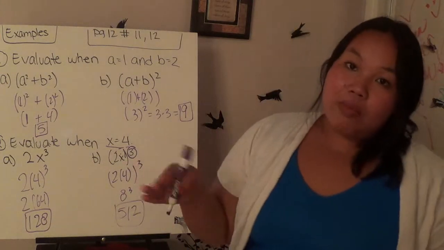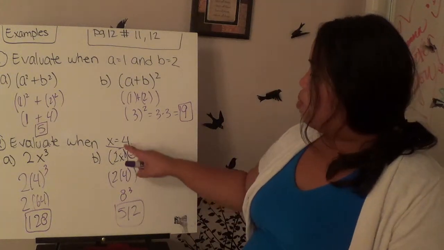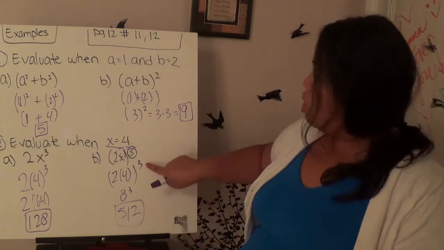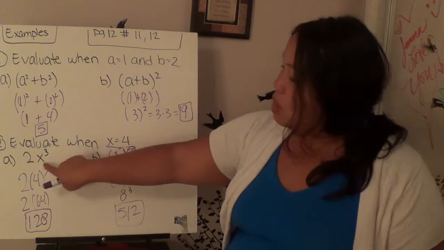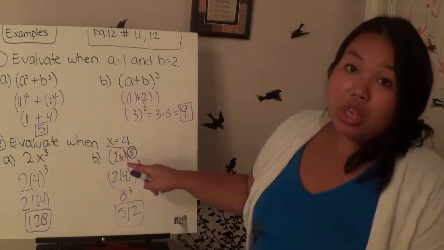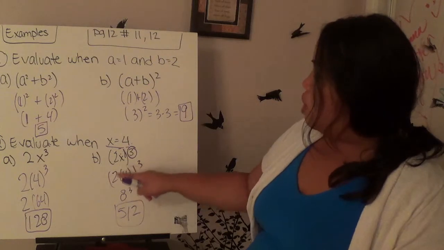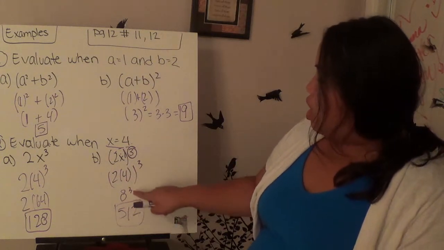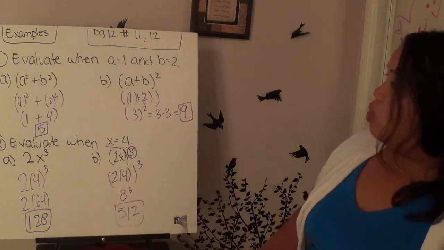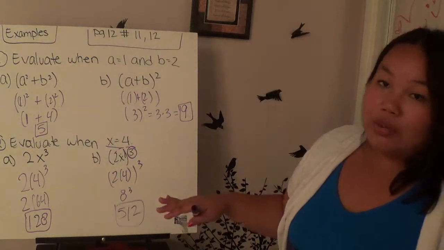We'll learn that step in another section, but basically I'm going to plug in the 4. So I'm going to do 2 times 4 first, because that power of 3, unlike this one that's only attached to the x, this parentheses tells me that it's attached to both the 2 and the x. So I have to do what's inside first, and then I go ahead and finish it off with 8 cubed, which is 512. So go ahead and write this down.